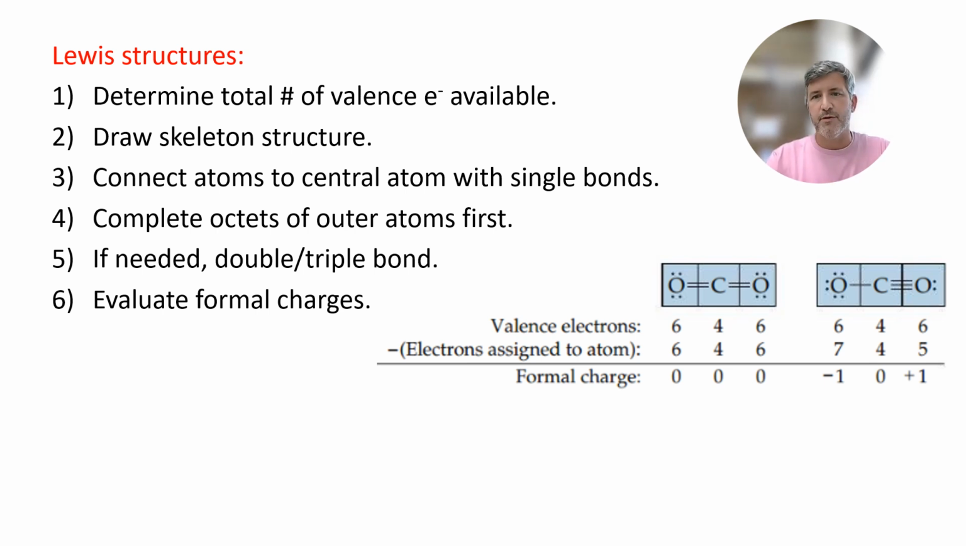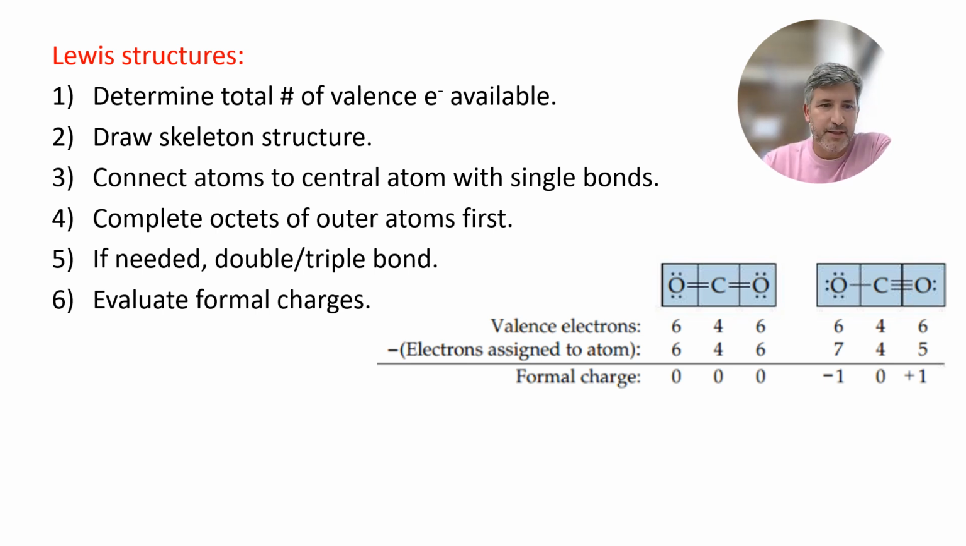Over here, this other possibility that works in terms of the octet rule results in 7 being assigned to this left-hand oxygen and only 5 being assigned to this right-hand oxygen. And so when I do my subtraction, I get non-zero answers, -1 and +1. And so those are going to be less likely, and therefore this is a less likely Lewis structure to be correct for this molecule.